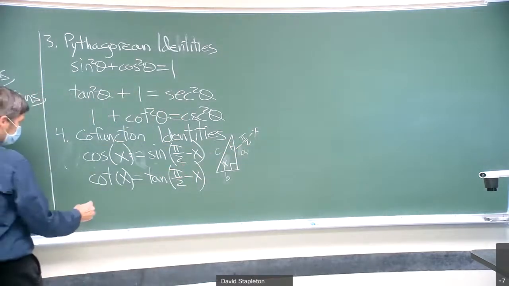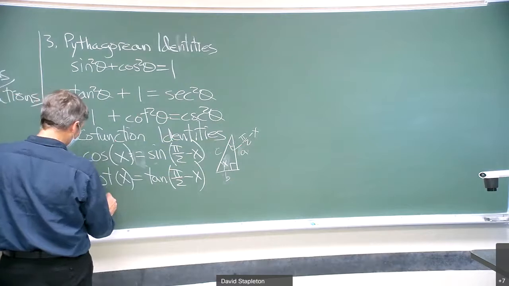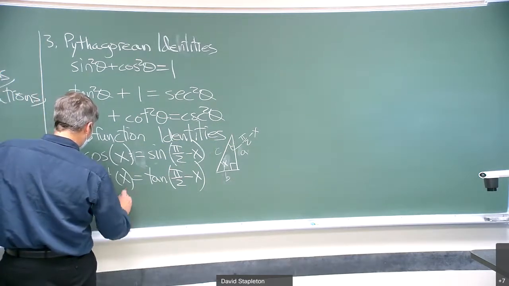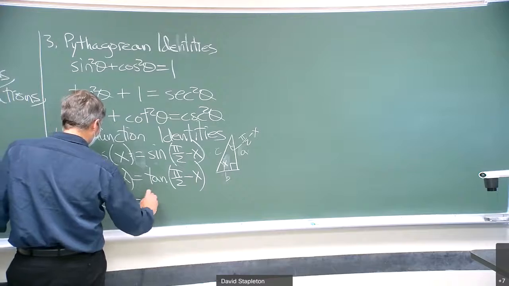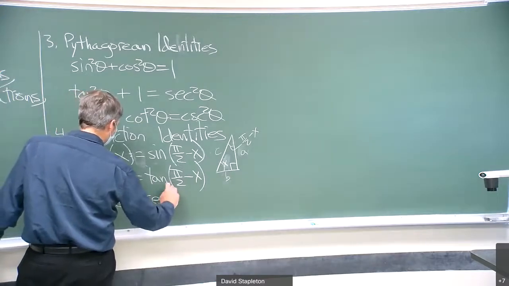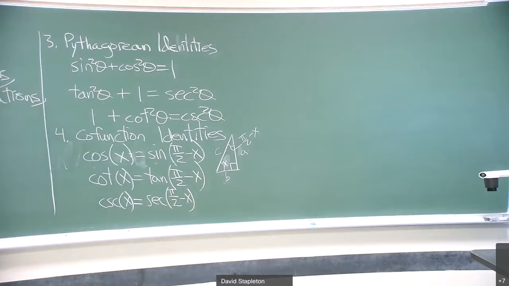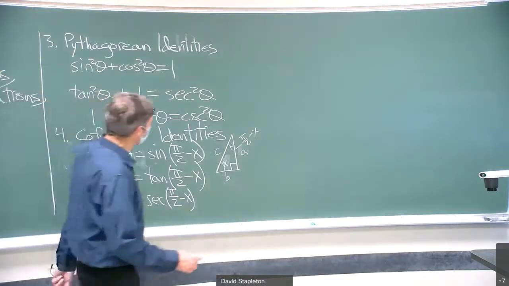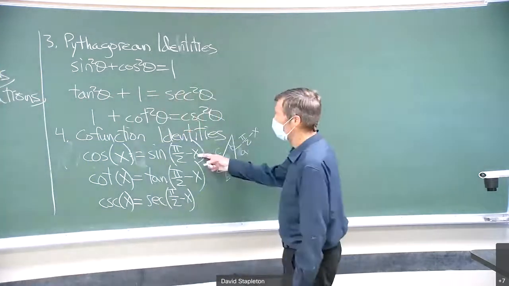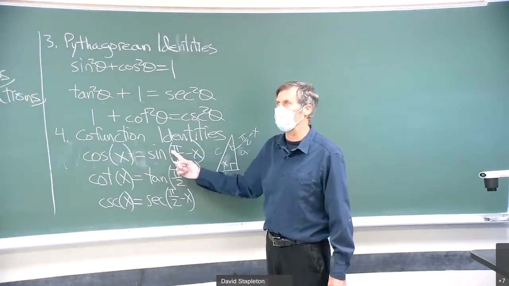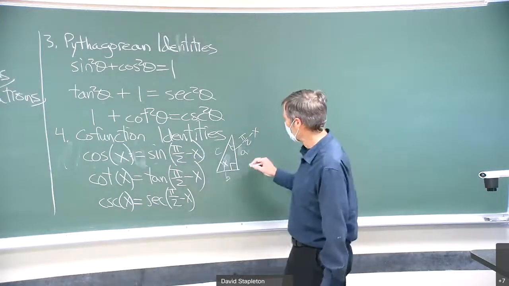And similarly, the cosecant of x is the secant of pi over 2 minus x. And there's actually three more of these, because if they're cofunctions, they do this to each other. You don't have to remember cosine goes on this side, sine goes on this side. It goes both the directions.